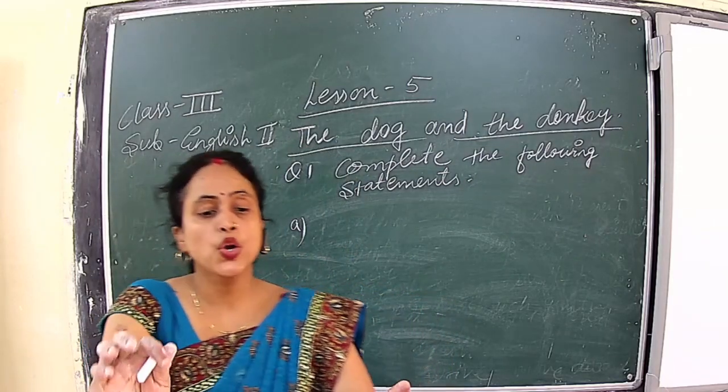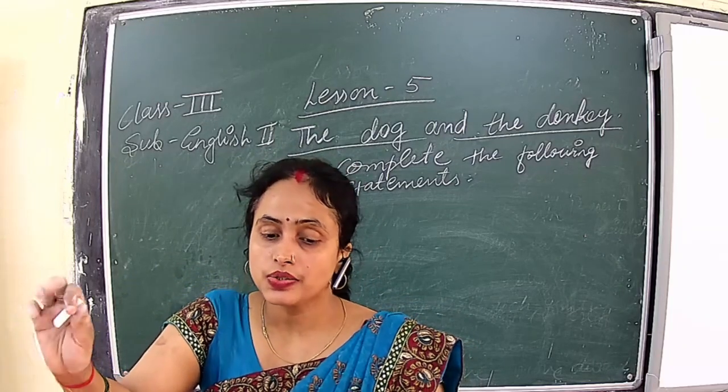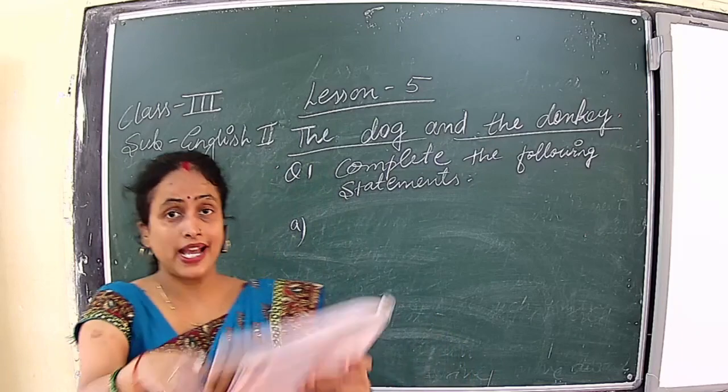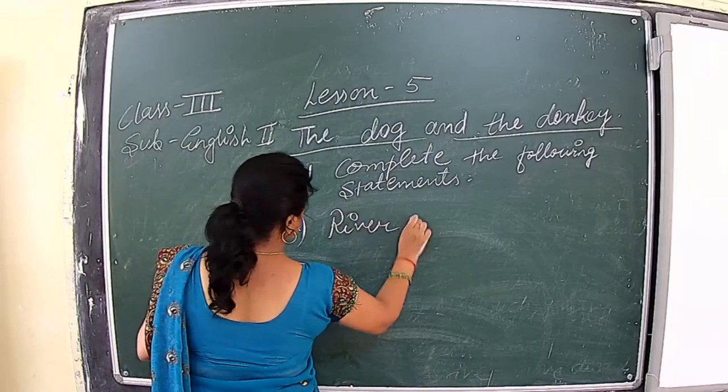So the first one. Fill the blank. The washerman went to the dash with a bundle of dirty linen. So what you have to write is riverside.